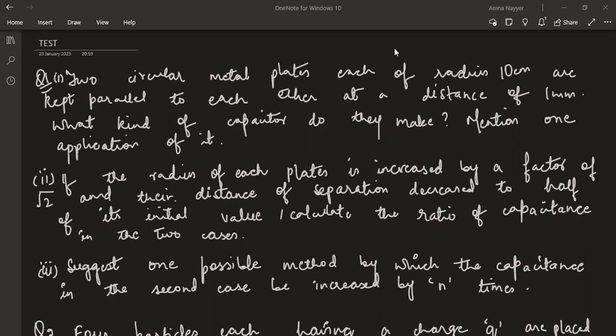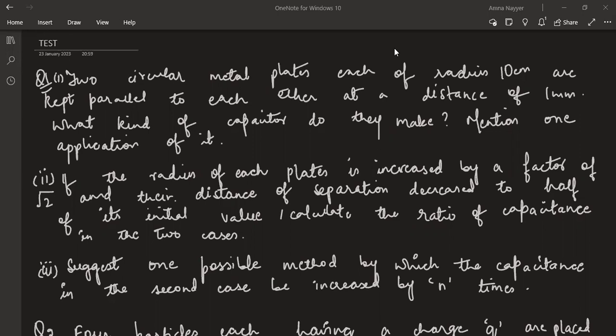So the first question was, two circular metal plates, each of radius 10 centimeters, are kept parallel to each other at a distance of 1 millimeter. What kind of capacitor do they make? And you have to mention one application of it. See, two plates, if they are kept parallel in front of each other, it will form a parallel plate capacitor, right? And an application can be that a capacitor is used in an oscillatory circuit.